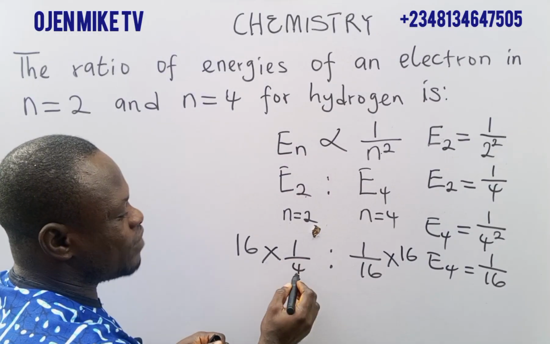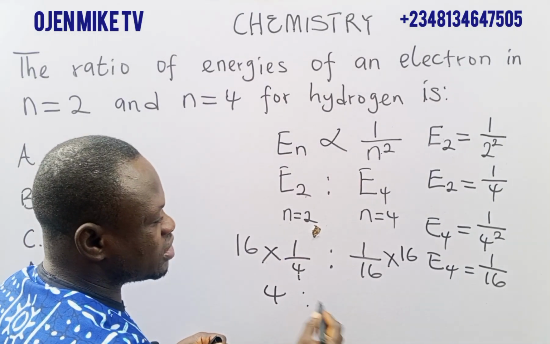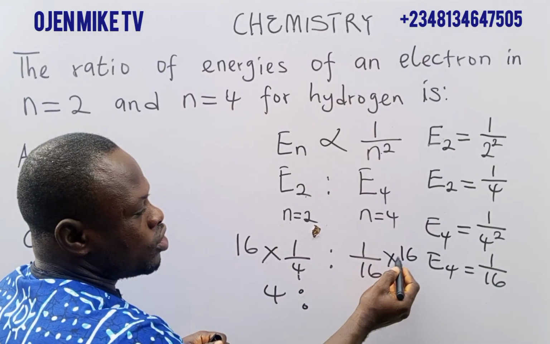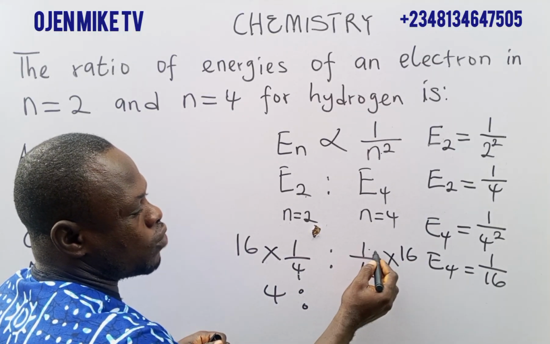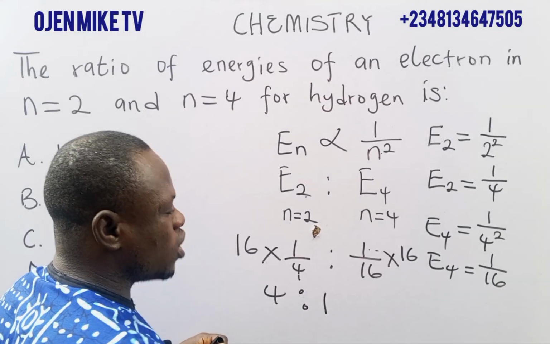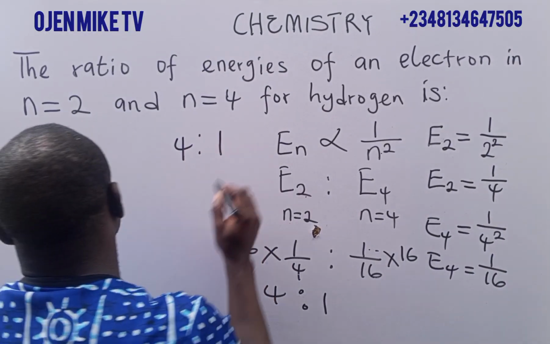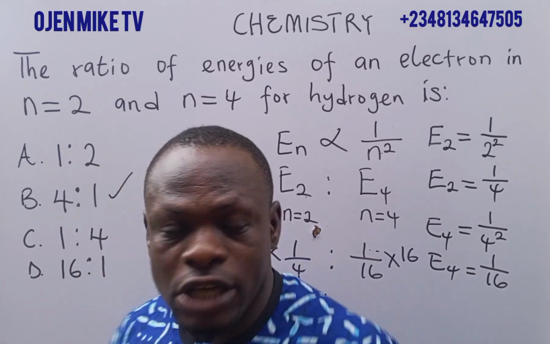If you multiply by 16, 16 divided by 4 will give us 4. If you multiply 16 by 1 over 16, 16 divided by 16 will give us 1. Therefore, our answer is 4 is to 1. Look at it, that is how to solve this kind of problem.